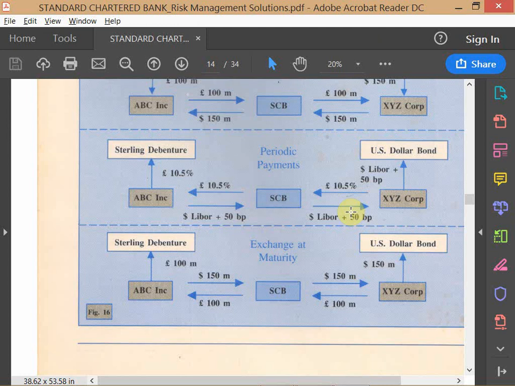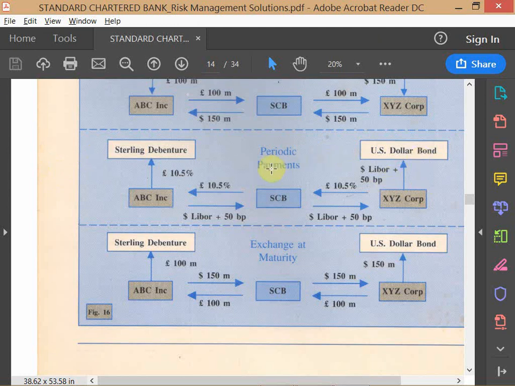Yes. This chartered bank is asking XYZ Corporation to give it $150 million and second chartered bank is giving. No, there's no $150 million. Forget about that $150 million. That is the money raised in the FRN issue. Forget about that. I am now talking only about the interest flows.